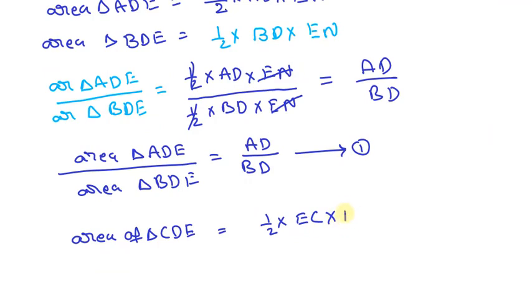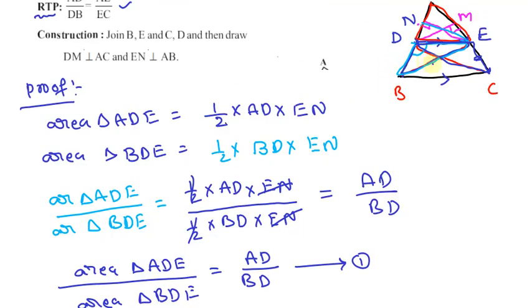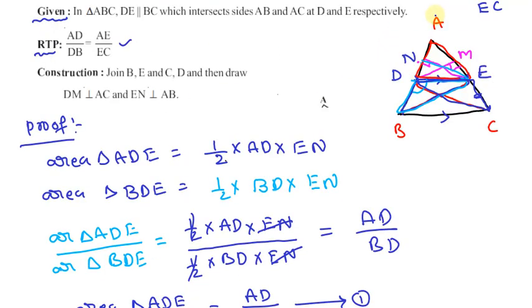Height is DN. Now let me take a triangle ADE again. Area of triangle ADE. Can we write the area of a triangle in another manner? Let us observe the diagram. While finding the area of triangle ADE, in the first case we took AD as the base, and the perpendicular line drawn through the opposite vertex, EN, becomes the height.